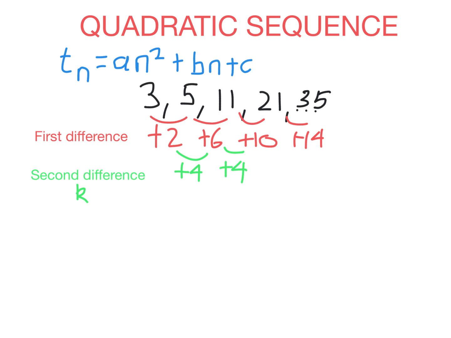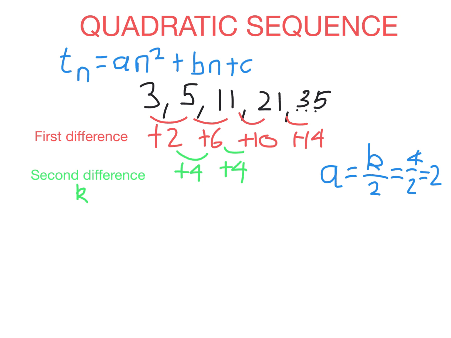So this is called the second difference, and a sequence is quadratic, it'll have a formula of this form, if the second difference is constant, as opposed to arithmetic, which means the first difference is constant. I'll call this second difference k. Turns out that for any quadratic sequence, the value of a is always whatever k is, whatever the constant second difference is, divided by 2. In this case, the second difference was 4, so a is equal to 4 over 2, which is equal to 2. We found a.